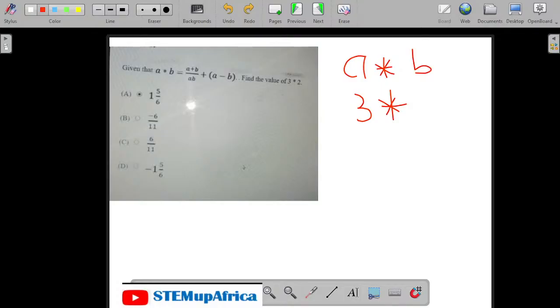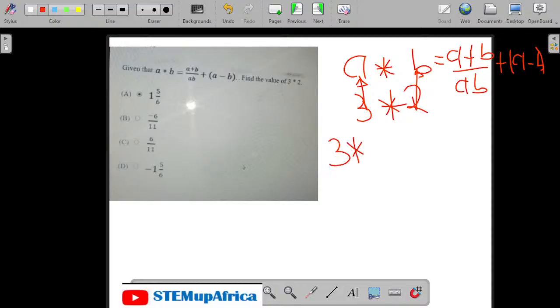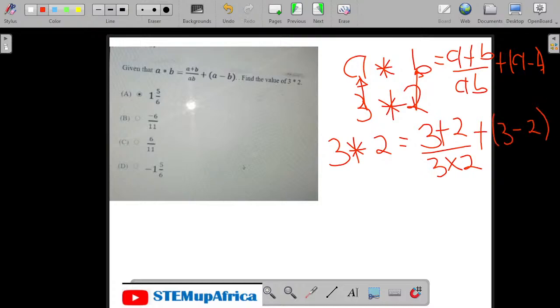So 3 operation 2. Don't forget our A operation B is defined as (A plus B) over AB plus A minus B. So if you compare these two now, our A is 3, our B is 2. So in place of A I will put 3, in place of B I will put 2. That will give us 3 operation 2 is equal to (3 plus 2) over (3 times 2) plus 3 minus 2.